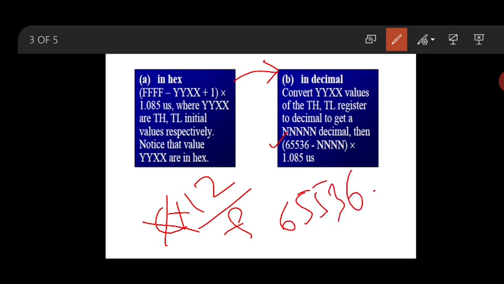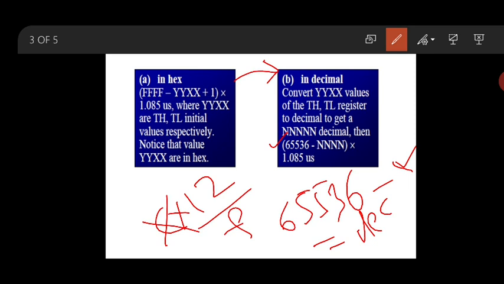65536 minus YYXX, the value that will be set in the TH and TL registers. You convert that YYXX into a decimal value using your calculator. Once you get the answer, you subtract it, and you end up with a decimal number. Don't add a 1 here, because the hexadecimal is taken as 0. Now 65536 is included here, minus whatever the decimal value is.